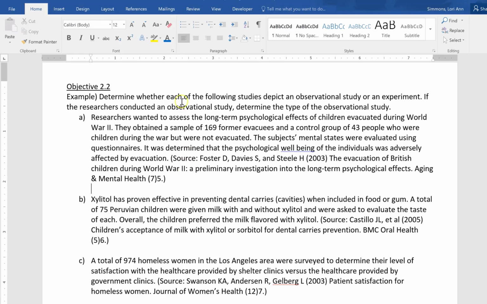So first, observational or designed experiment. This is observational because no treatments are being implemented. So what kind? Case control, because we are looking back in time. So we're looking at the long term during World War II. So this would be case control.